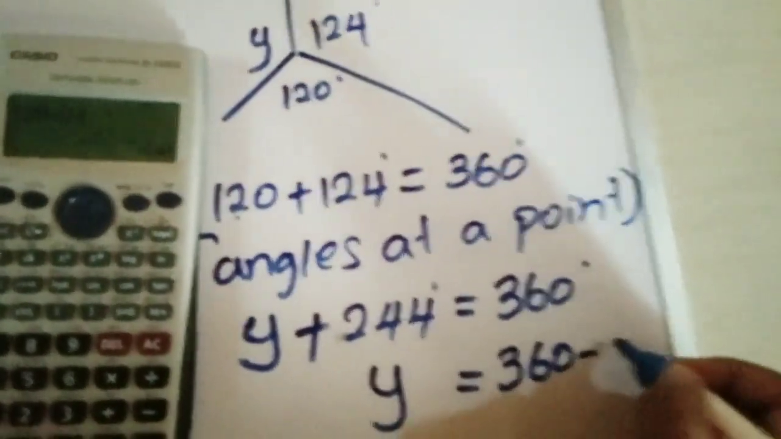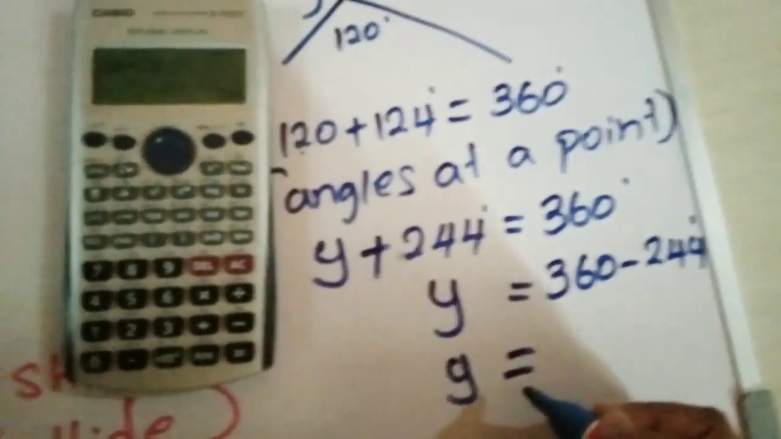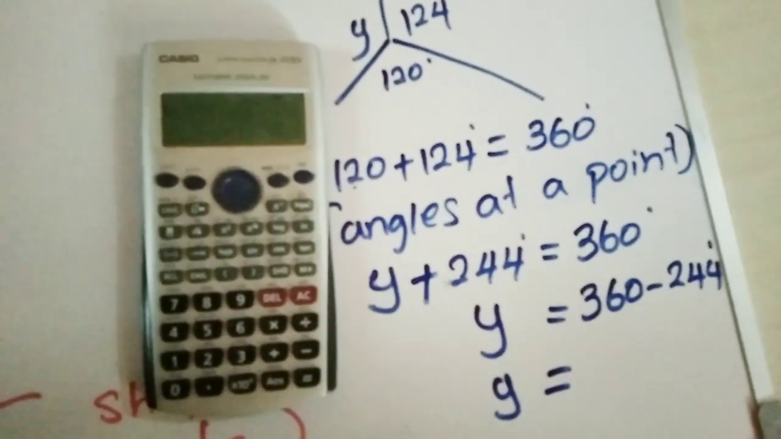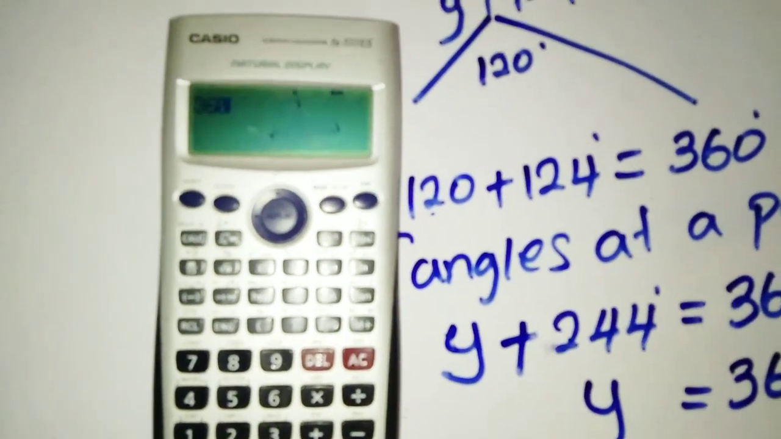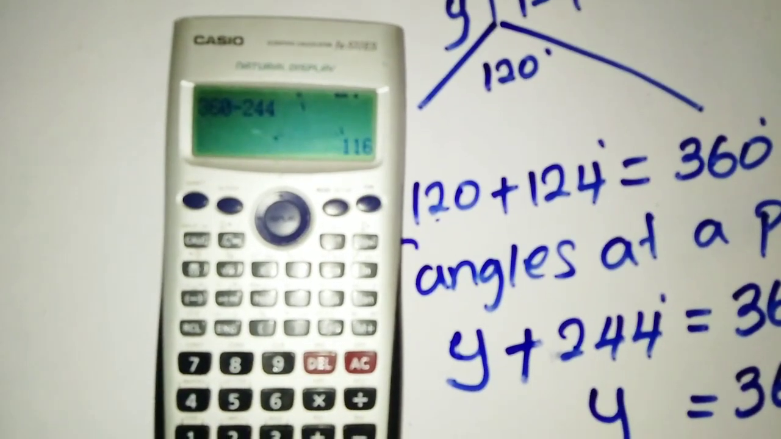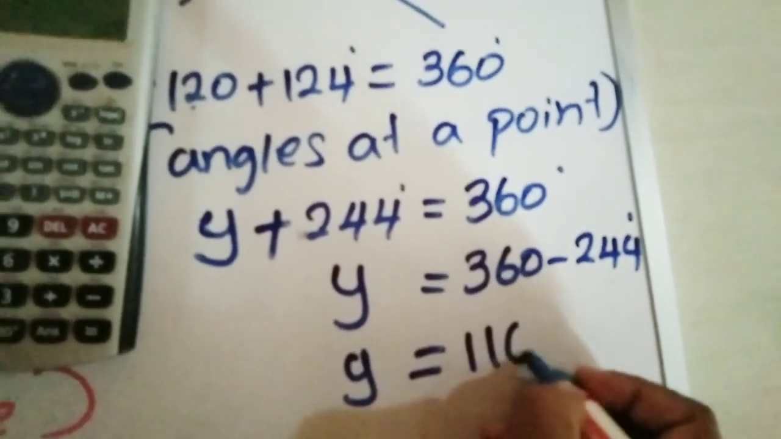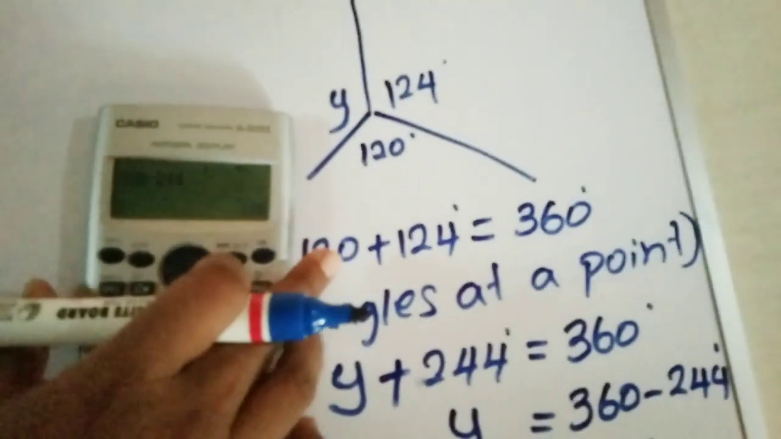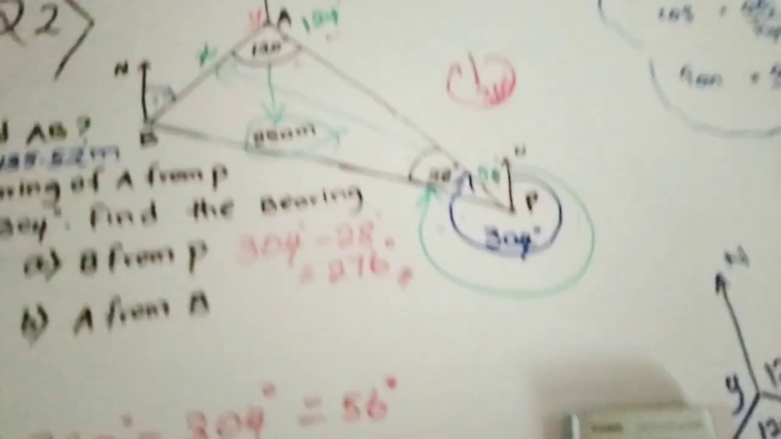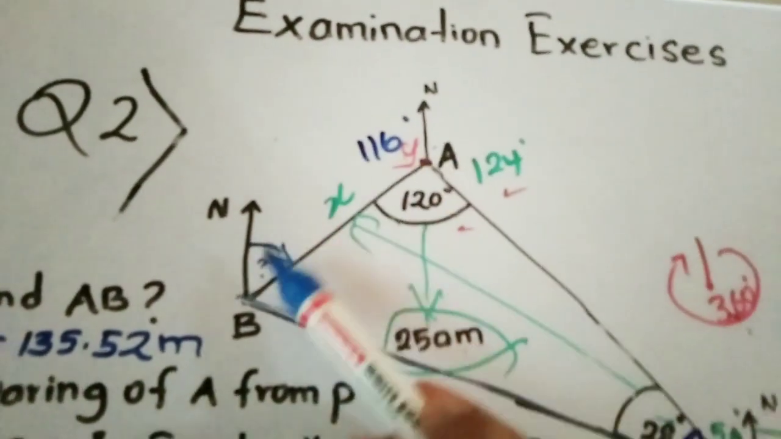Make y the subject. We have to find y. For that, here 244 is added. When it comes to this side, it will subtract. y equals 360 minus 244. What's the answer? 116. y equals 116.